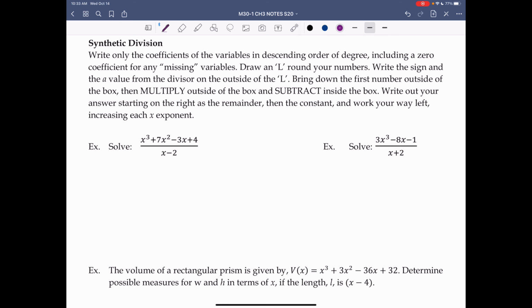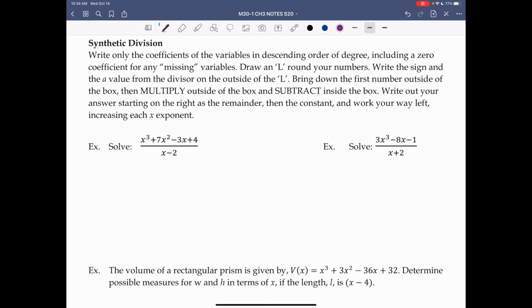Synthetic division. This is another method of doing long division. For synthetic division, write only the coefficients of the variables in descending order of degree, including a 0 coefficient for any missing variables. Then we're going to draw an L around our numbers, write the sign and the a value from the divisor on the outside of the L, bring down the first number, then we multiply outside the box and subtract inside the box.